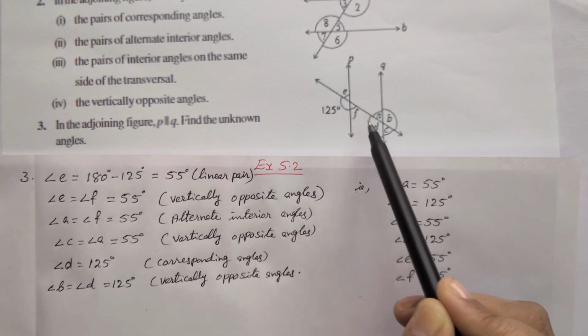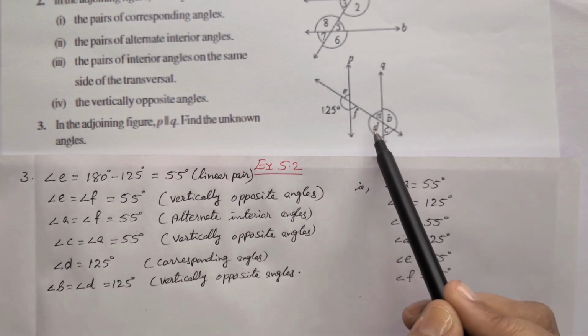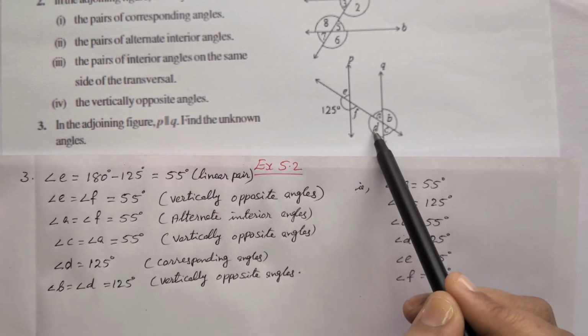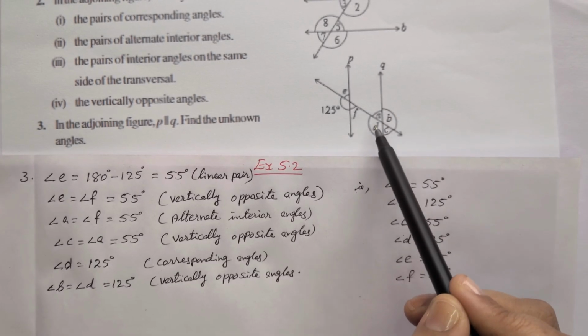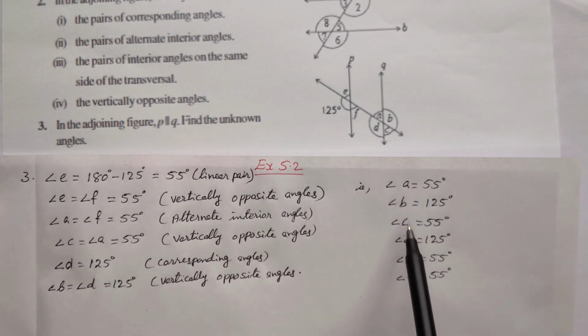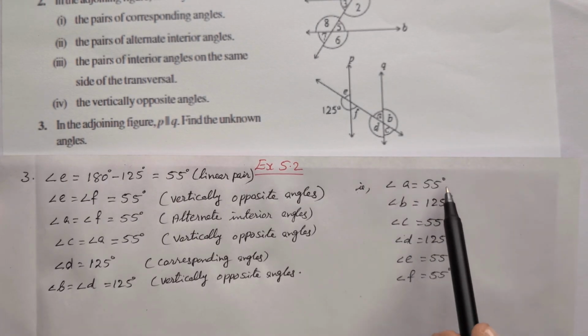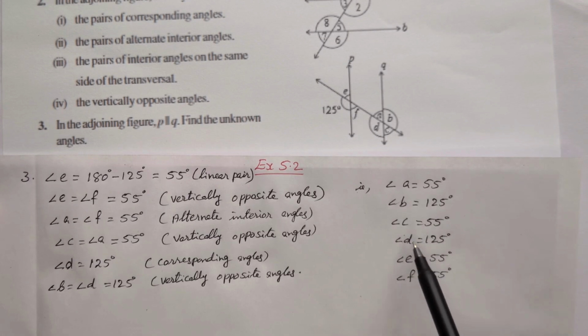Then D is equal to 125 degrees. These two are corresponding angles. Then B is equal to the same as D, vertically opposite angles, 125 degrees. So in general we can write in order, angle A is equal to 55 degrees, B 125, C 55, D 125, E 55 and angle F 55 degrees.